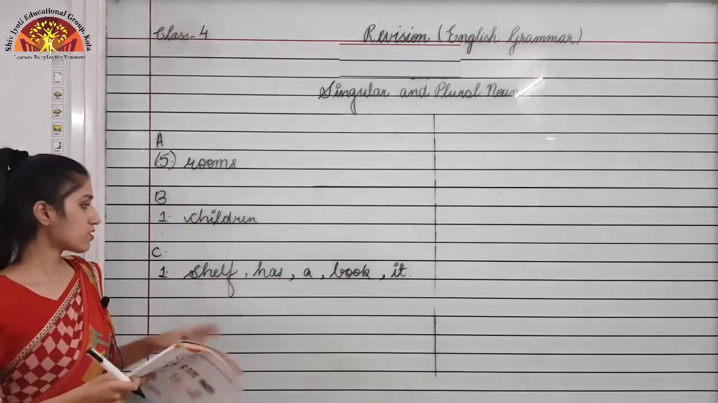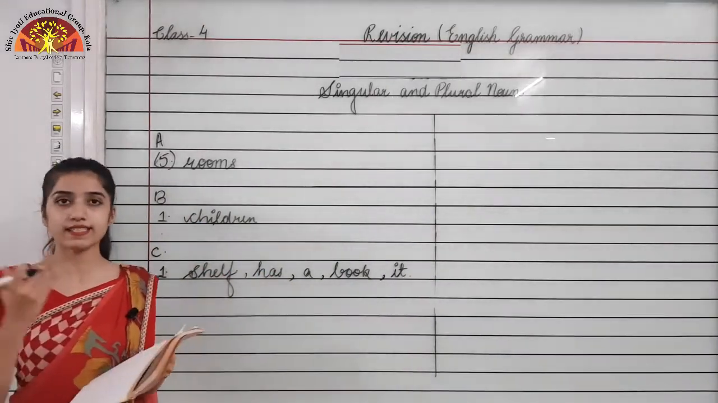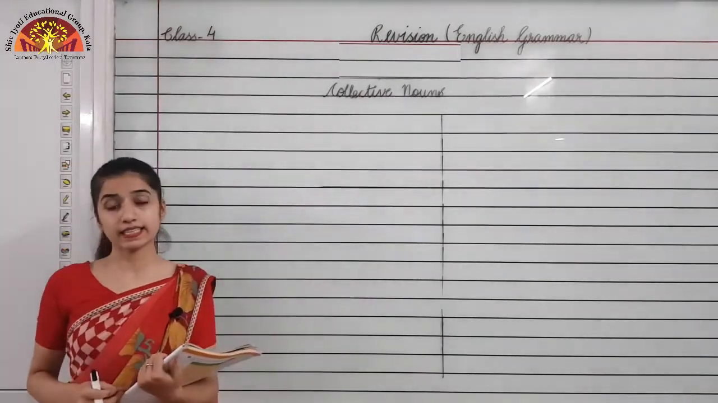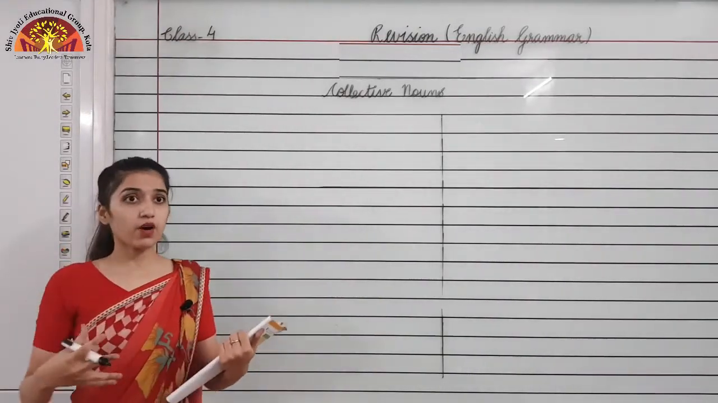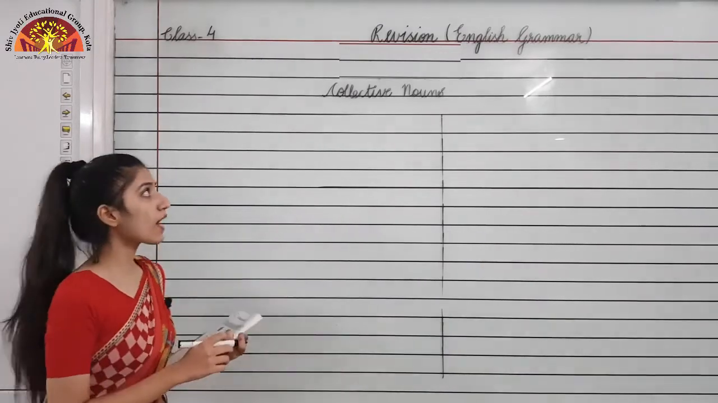So this is the exercise of chapter 2, that is singular and plural nouns. Now we will do chapter number 4, that is collective noun. Now the word itself is suggesting to us that collective nouns would be something which will be in a group. So I can say it like that.